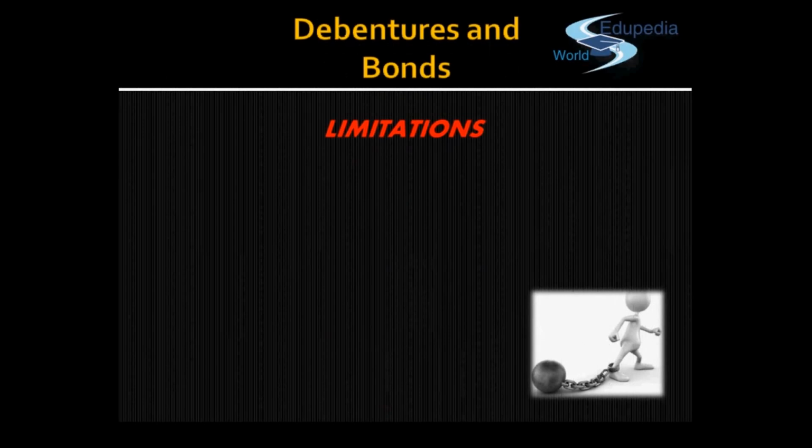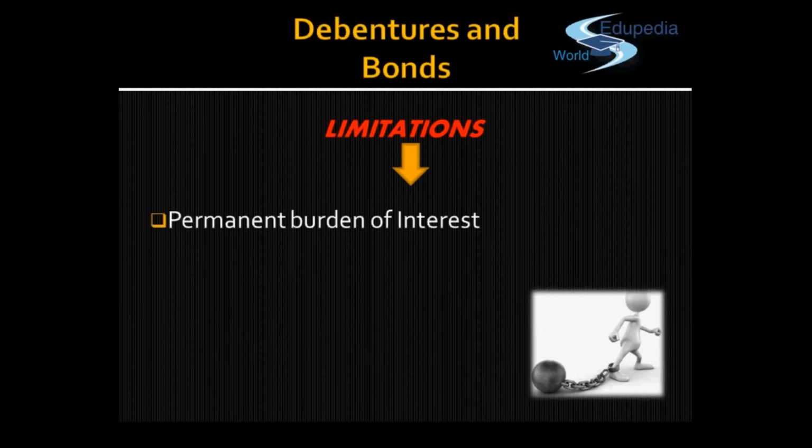Now students, let us see what are the limitations of debentures. When the borrowing takes place against debentures, what are the limitations either to the company or to the investor? Number one is permanent burden of interest. The debentures put a permanent obligation on the company to pay interest irrespective of profits. Even when there are losses, the company needs to pay the interest as it is written in the document and charged against the assets. So there is a greater risk during fluctuating earnings.